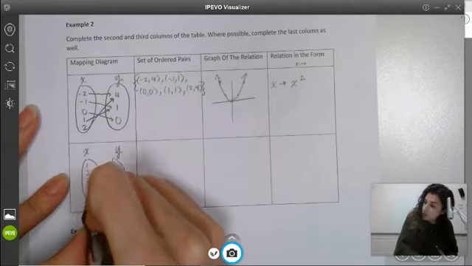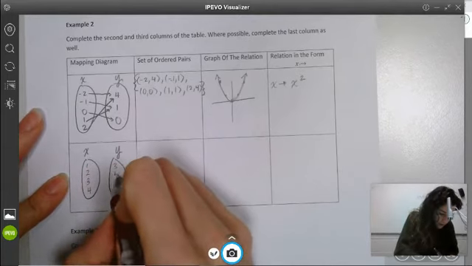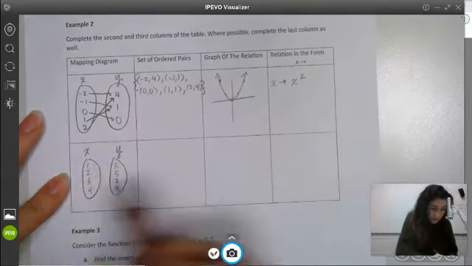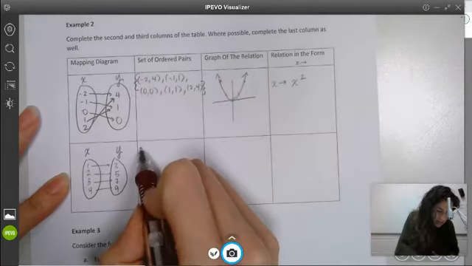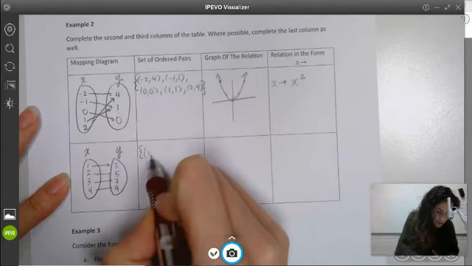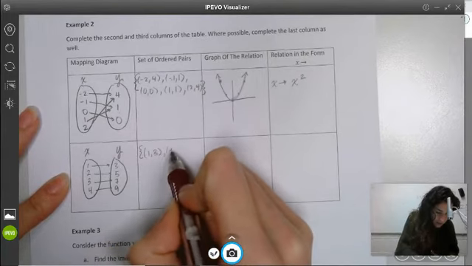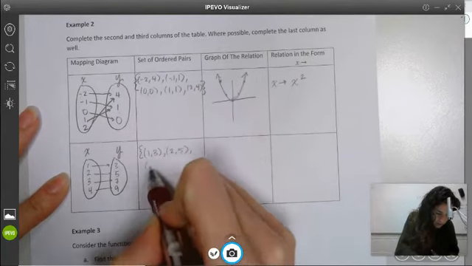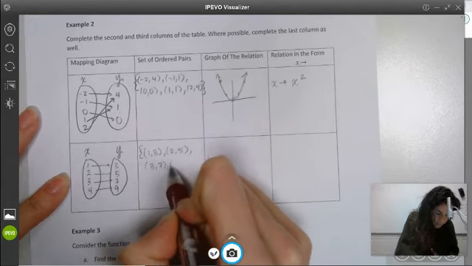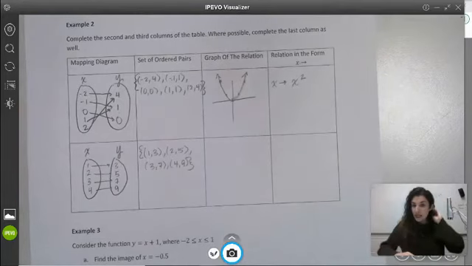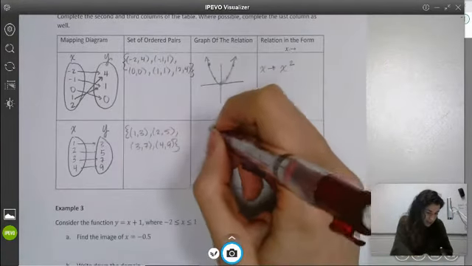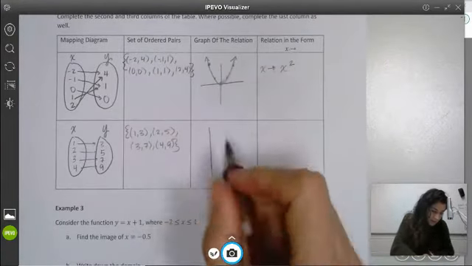1, 2, 3, 4, and 3, 5, 7, 9. We're going to have each of those just go right across. I'm going to write them as a set of ordered pairs. And then you can plot them, or kind of like the general idea of them.